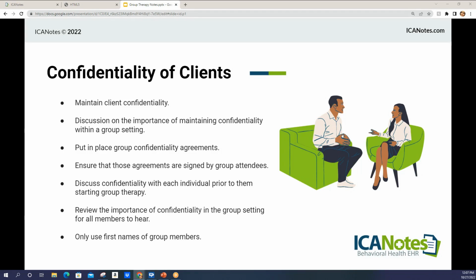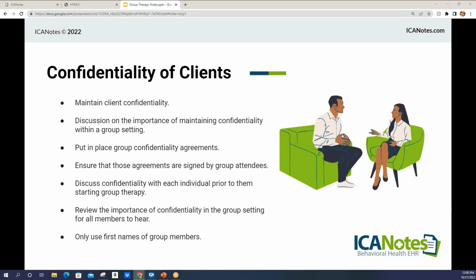So confidentiality of clients, we know, has to be maintained, and you have to have a really firm discussion about the importance of maintaining that confidentiality within the group. The steps you see on this slide will help protect you as a clinician if there's ever a breach of confidentiality and health information. If you're not doing so, you should really establish group confidentiality agreements. We have a sample of this that we put up as a handout. If you're not using one, it's really important to have one in place, and attendees of the group should sign these agreements.